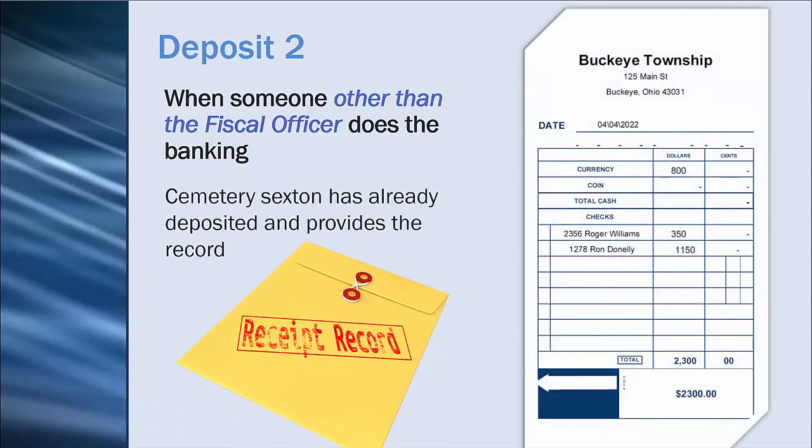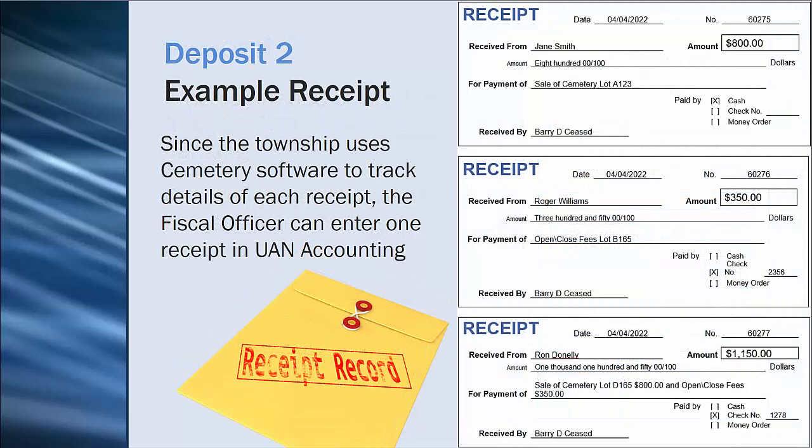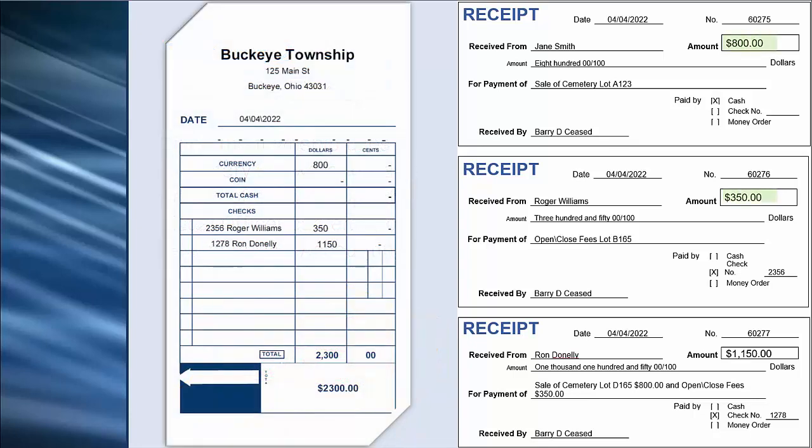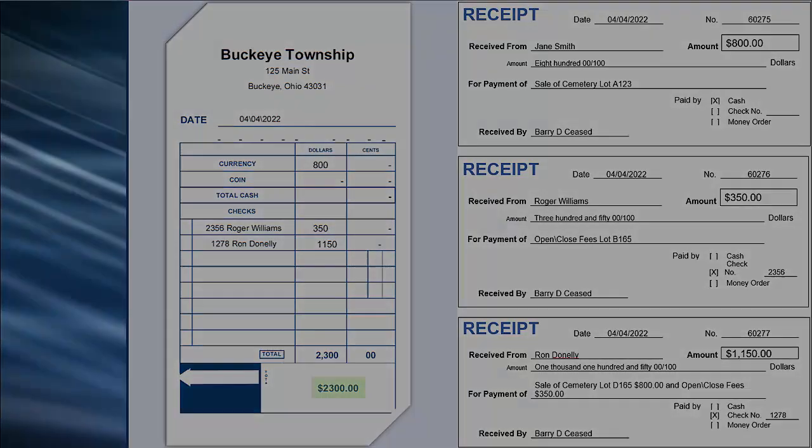In our sample township, we have a cemetery, and the cemetery sexton has deposited money at the bank and has provided us with a copy of the deposit ticket and duplicate receipts. Since the township uses cemetery software to track details of each receipt, the fiscal officer can enter one receipt in UAN. The total of the receipts is equal to the total of the deposit ticket he's turned in. Let's go forward and post that receipt.